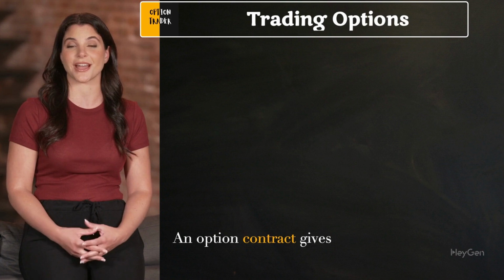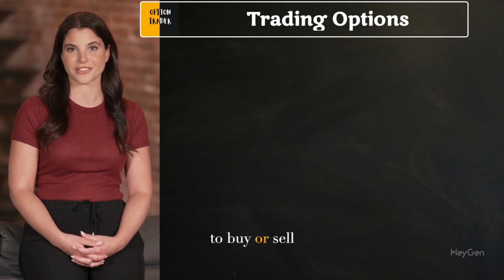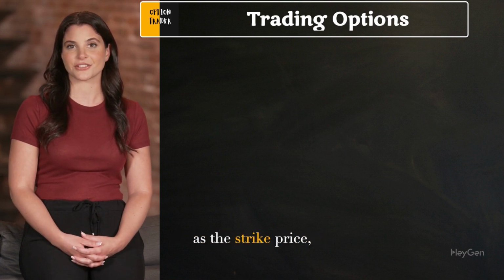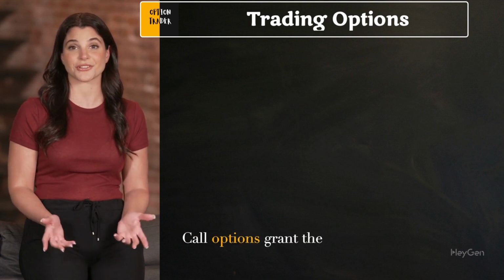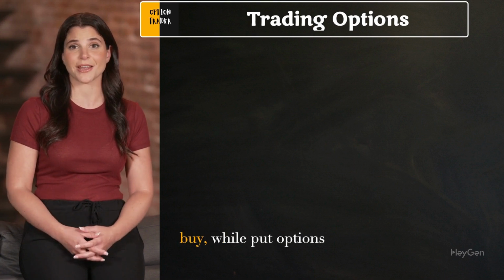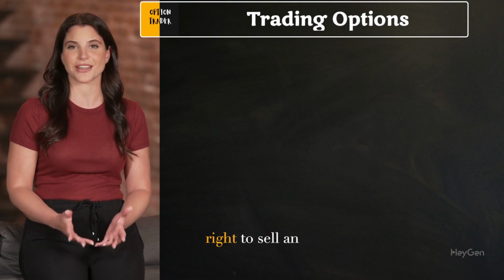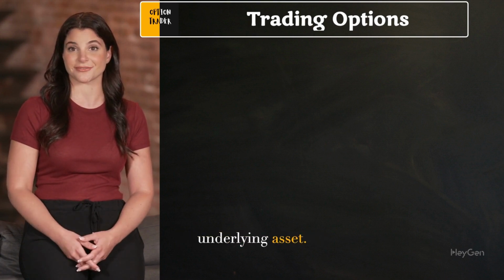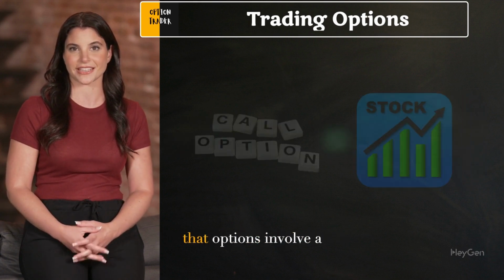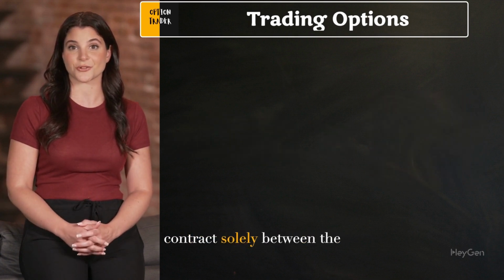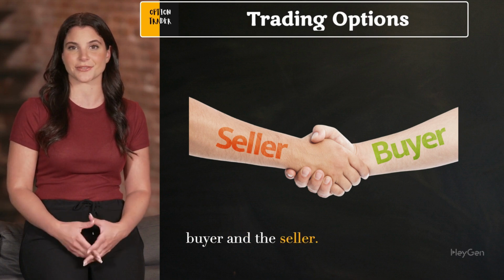An option contract gives the holder the right to buy or sell an underlying asset at a specific price, known as the strike price, at some point in the future, which is referred to as the expiry date. Call options grant the holder the right to buy, while put options provide the holder the right to sell an underlying asset. The main difference between holding a call option and buying stock is that options involve a contract solely between the buyer and the seller.